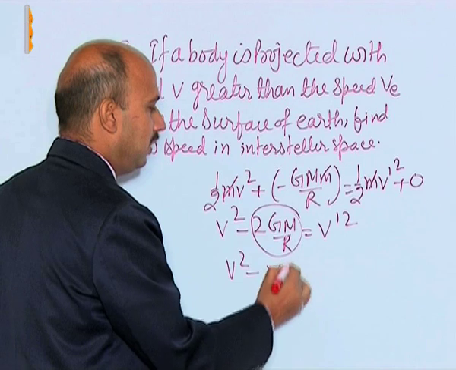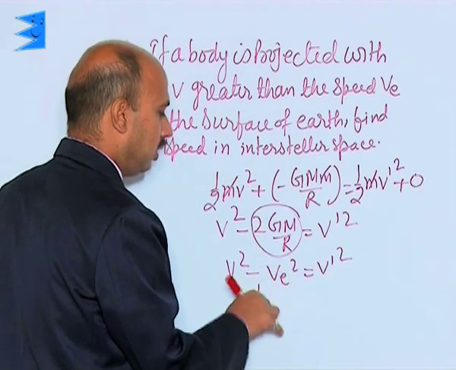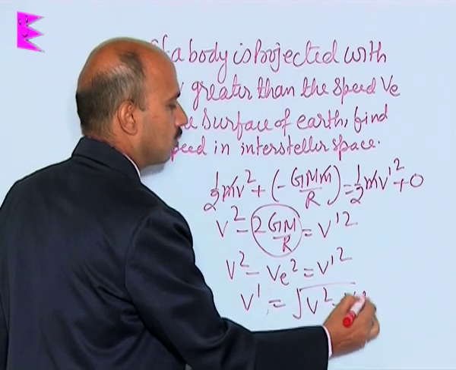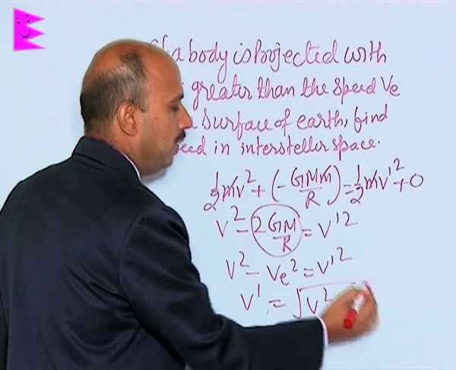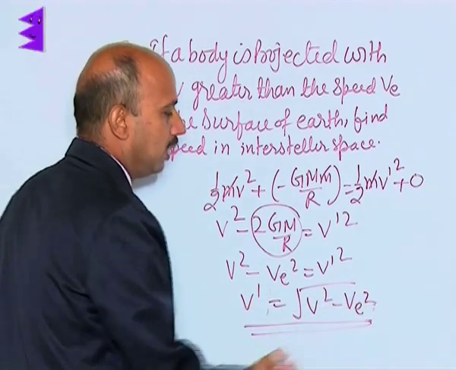So v square minus Ve square is equal to v dash square. So v dash is equal to under root of v square minus Ve square. So speed of the body in the interstellar space will be this much.